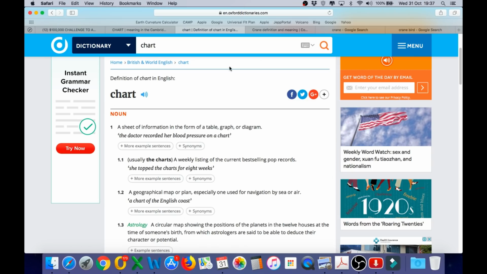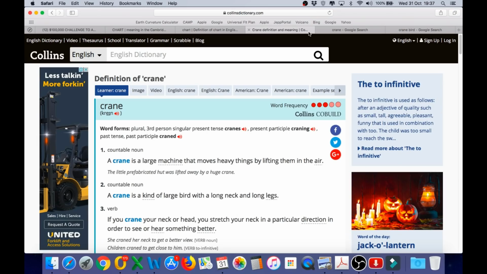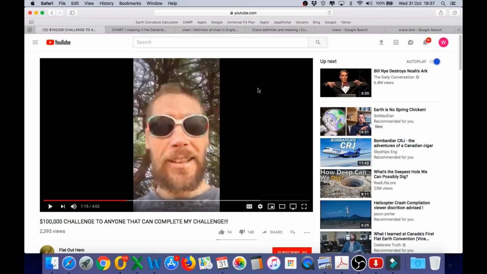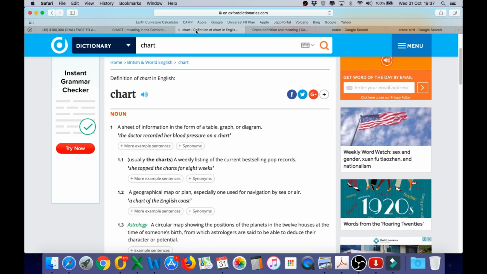So as we can see, similar to the word crane, it can have multiple meanings, and you must select the appropriate meaning in relation to the context of the conversation. So when we are talking about pilots navigating with maps, we need to select the correct definition of the word chart. And in this case, a geographical map or plan, especially one used for navigation by sea or air, is the correct definition.